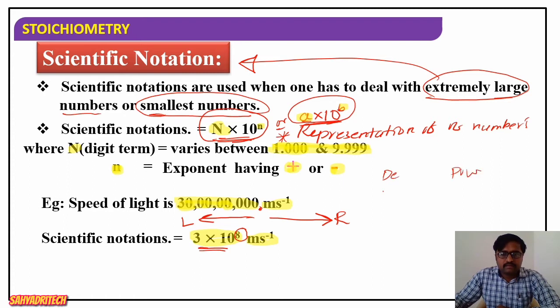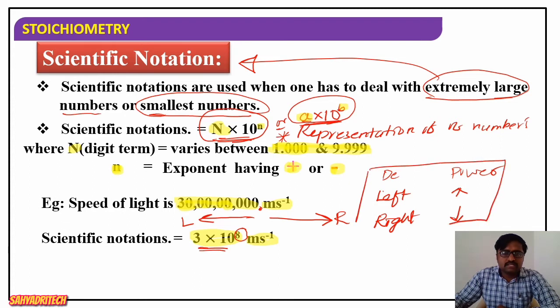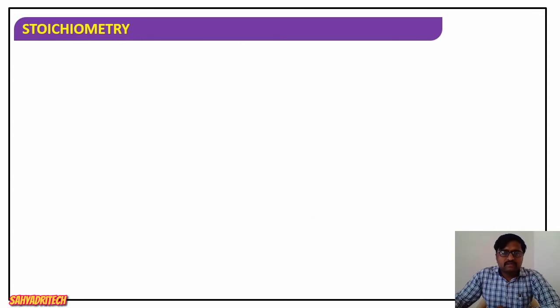So remember, if you move the decimal point towards the left side, the exponent increases. And if you move the decimal point towards the right side, the exponent decreases. This is a very important thing, so that we can easily go for scientific notation. So now, let's go for some examples.